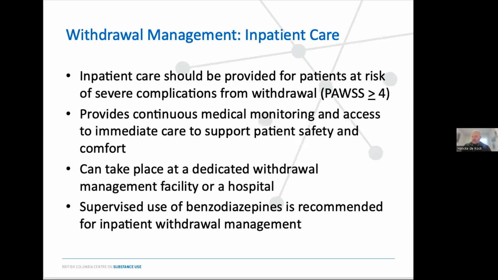So inpatient care should be provided for patients with severe complications from withdrawal. Inpatient provides continuous medical monitoring. And then it's also the supervised use of benzodiazepine that is recommended for inpatient withdrawal management. This is due to the side effect profile of benzodiazepine, and supervised use is recommended due to the safety profile of benzodiazepine, and I'll talk about that in a bit as well.